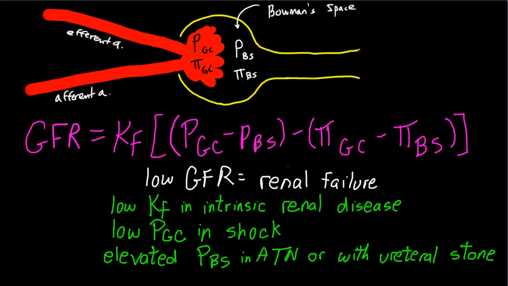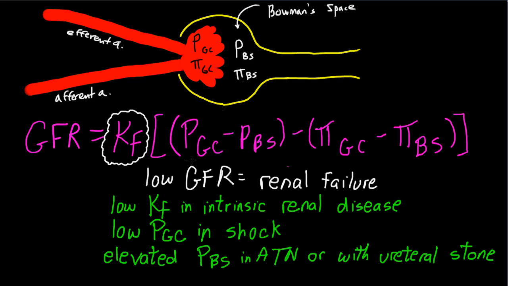Glomerular filtration is governed by the same forces, the Starling forces, that govern fluid movement across all capillary beds. The equation for glomerular filtration rate is given here, and let me explain the variables one by one. Kf is the product of the glomerular capillary surface area and the intrinsic permeability of the glomerular capillaries.